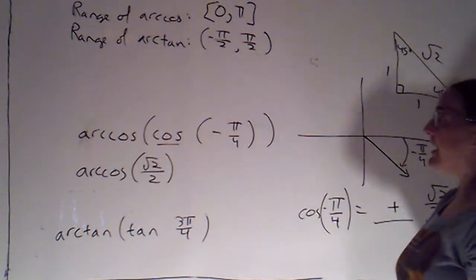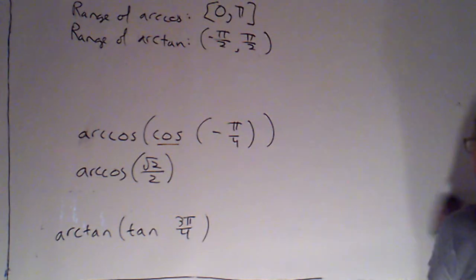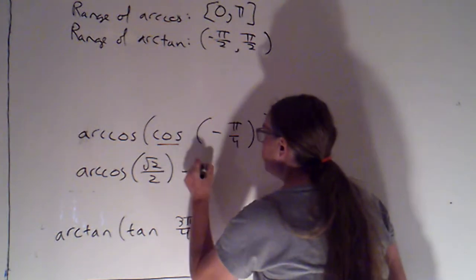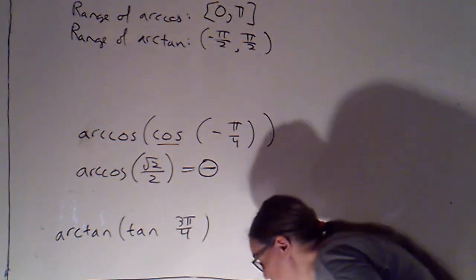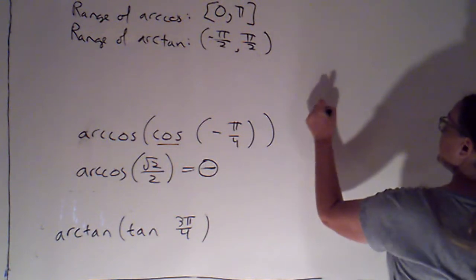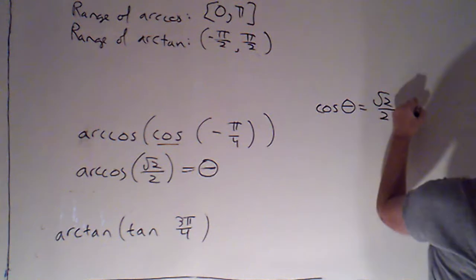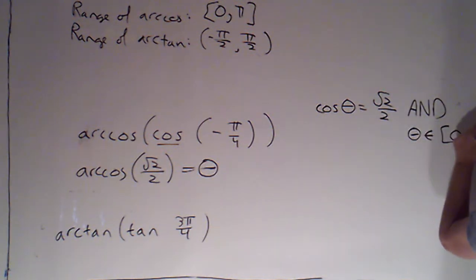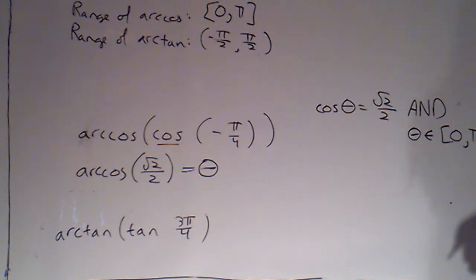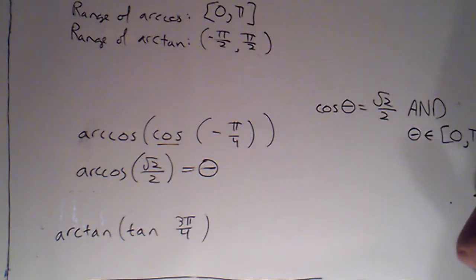Once it's time to evaluate the arc cosine part, I like to give it a name that makes me think angle. That way I have an equation that I can rewrite using the trig function. So this is telling me that cosine of theta is root 2 over 2, and theta is in the interval from 0 to pi. So this angle satisfies the first condition, but not the second.